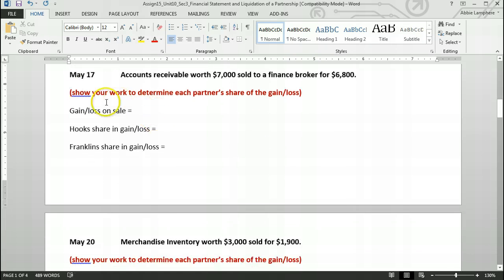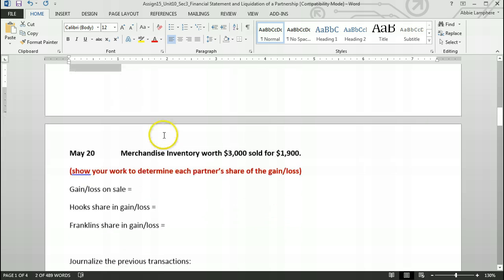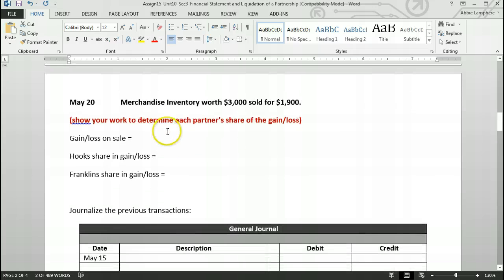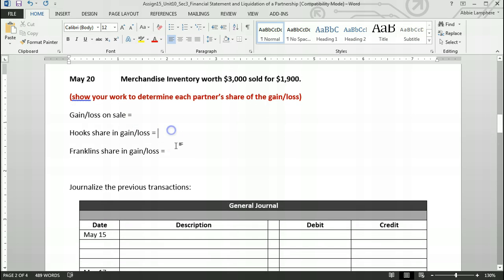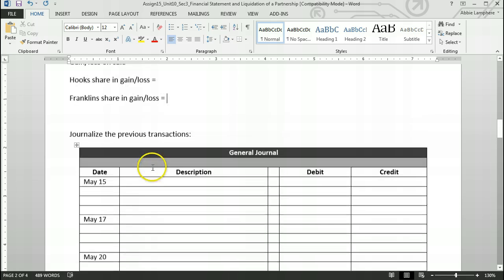For the rest of these problems in part 1, the next one, they sold accounts receivable for $6,800. So that's a $200 loss. Now you need to go through and do the calculation and determine Hook's share of the loss and Franklin's share of the loss. And then the same with this last one. It looks like there was a loss of $1,100. So you need to again calculate the share of each partner's loss in that transaction. Then you're going to journalize each of those transactions.